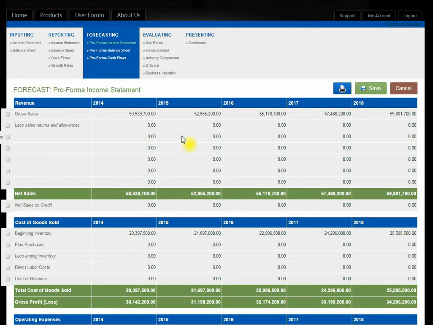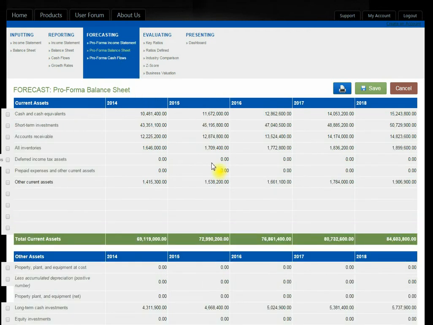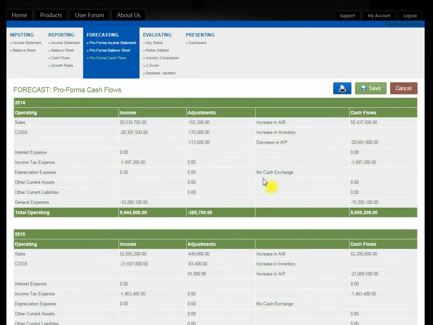Now, of course, that doesn't always happen, and things change. And so we have included in this section some what-if capability so that we can predict various factors and see the actual result on our bottom line. And that will be demonstrated in another video. The next one is the pro forma balance sheet and pro forma cash flows.